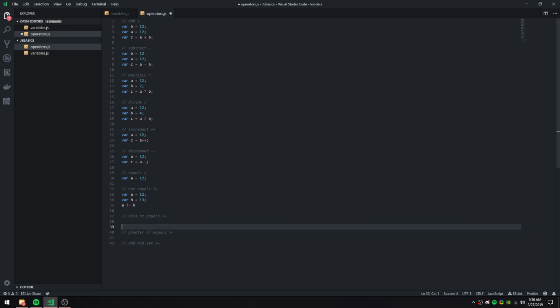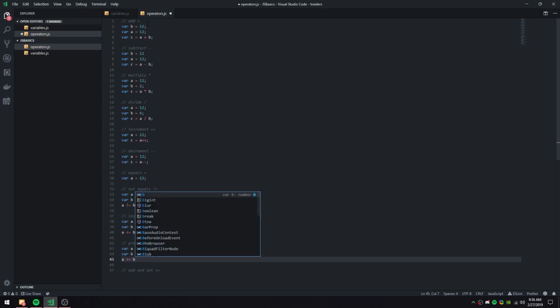Now, less or equals. In this case, let's say we have var a, which is 5, and var b, which is 10. A would be less or equal to 10, because it's less than 10. We have greater or equals, which is basically the same thing, except the other way around, so a is greater than or equal to b.